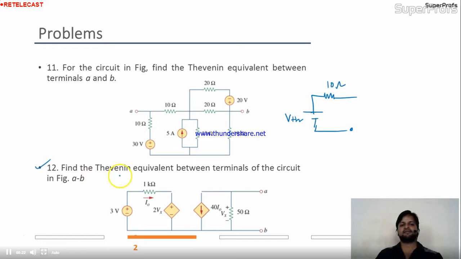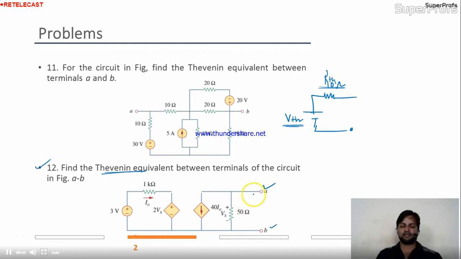The question is, find the Thevenin equivalent between terminals A and B of the circuit. Where is the A and B? Here is the A and B. The question is the same. We have to find the Thevenin equivalent circuit, meaning for this circuit also we have to find a single voltage source and single resistance. Is it okay for you?